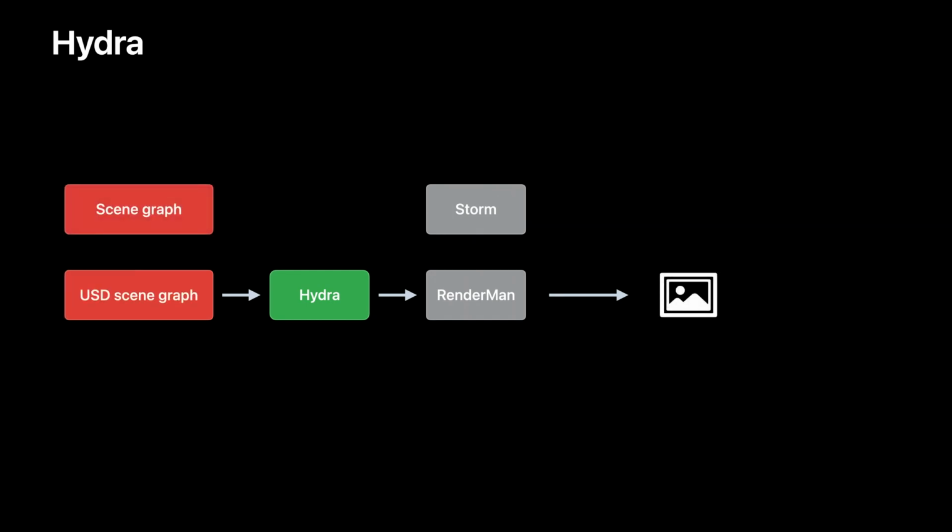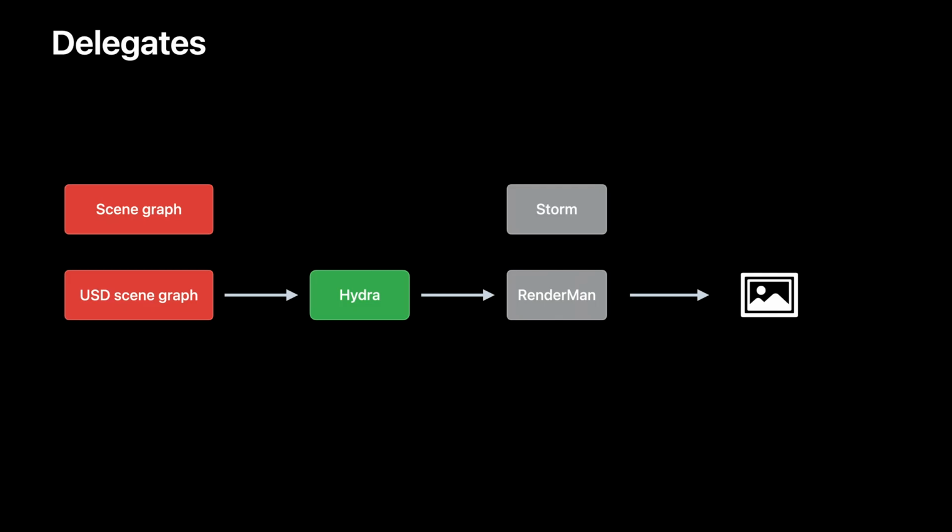The same goes for the scene graph. Your input to Hydra can be a USD scene graph or a different one. This allows you to leverage the same renderer in multiple applications, even if each one of them has their own totally different scene graph. The interfaces which connect Hydra with scene graphs and renderers are called delegates. Scene graphs are connected to Hydra via scene delegates, and renderers are connected to Hydra via render delegates. And that is Hydra for you.